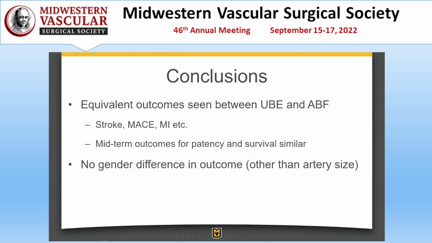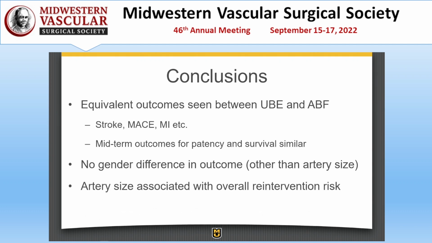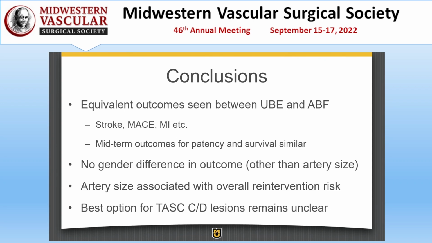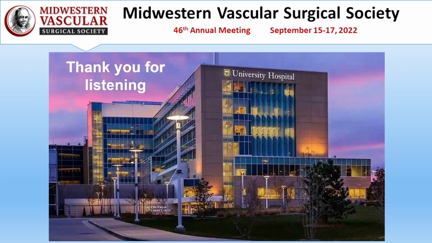We found no gender difference in outcome other than, again, that association with smaller artery sizes with our female patients. And we did also find that smaller artery sizes were independently associated with increased risk for reintervention for these patients. Finally, the best option for approaching TASC C or D type lesions still remains relatively unclear, as in our study, a comparatively lower amount of patients with these types of lesions were treated with an endograft. That concludes my talk. Thank you.